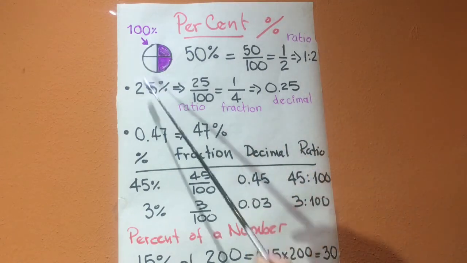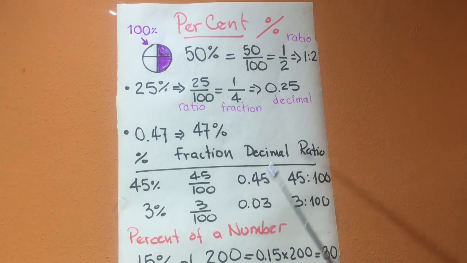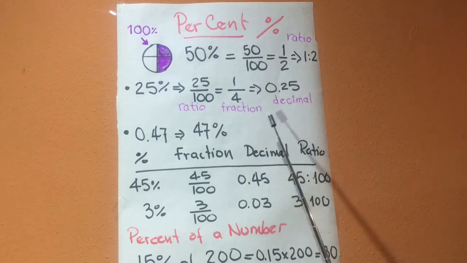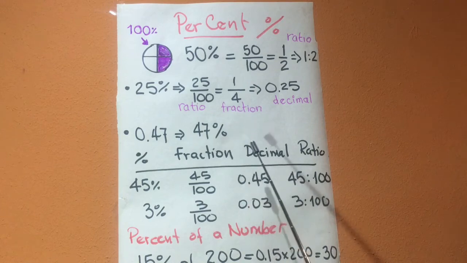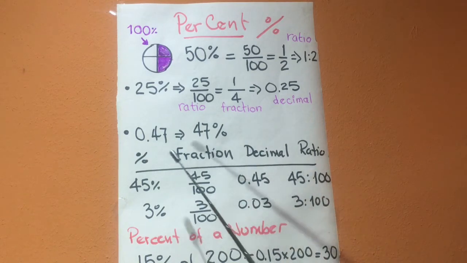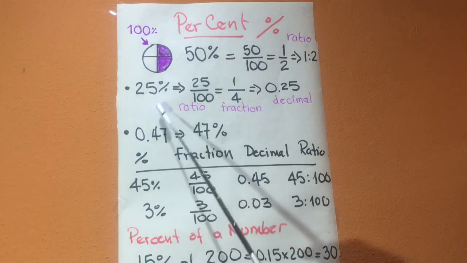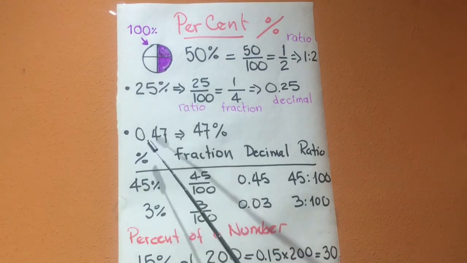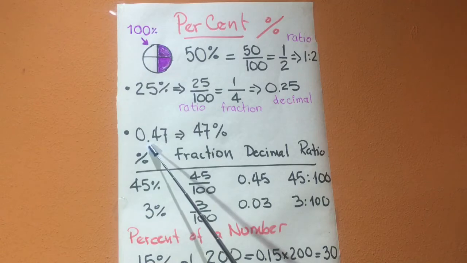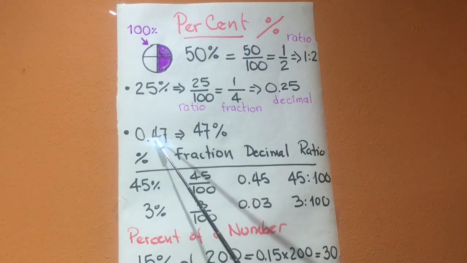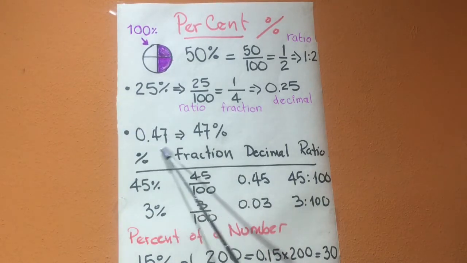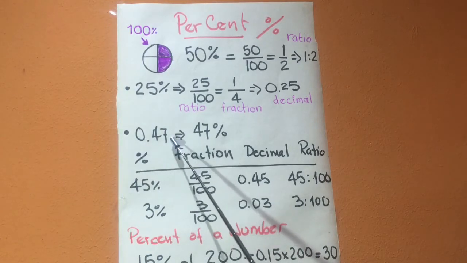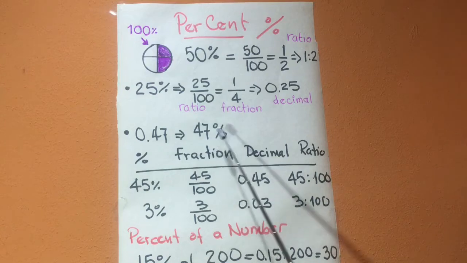So percent can be written in the forms of a ratio, a fraction, or a decimal. Here we have an example: 25%, but percent can also be less than 1. If this is less than 1 as a decimal, we can also say that this 47 is a 47%.